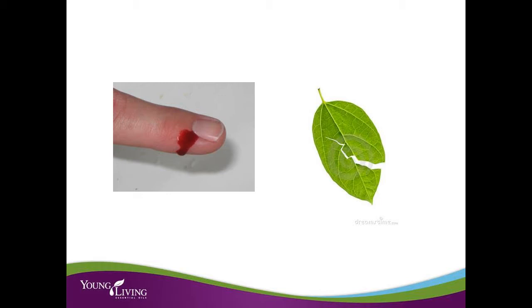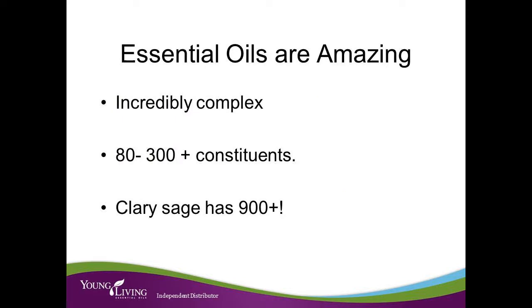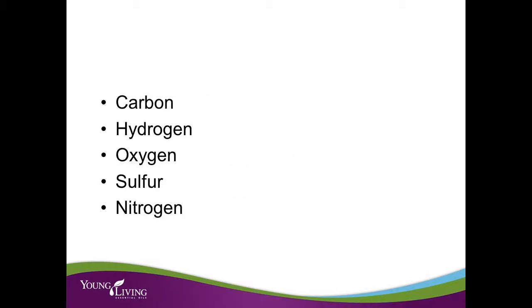When you begin to break down the science and chemistry of them, you find that essential oils are truly amazing substances. Each essential oil is a complex structure of hundreds of different chemicals. A single essential oil may contain anywhere from 80 to 300 or more different chemical constituents. In the case of clary sage, there's up to 900.